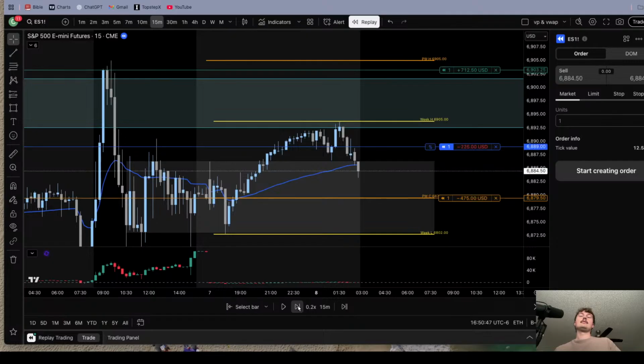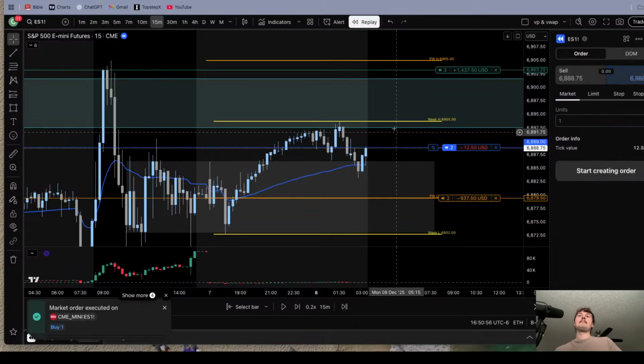Okay, now it's retesting VWAP. Oh, it just broke VWAP. Okay, can we get another bull? Boom. I put another one on. We've still got this same target, targeting this previous high right here.